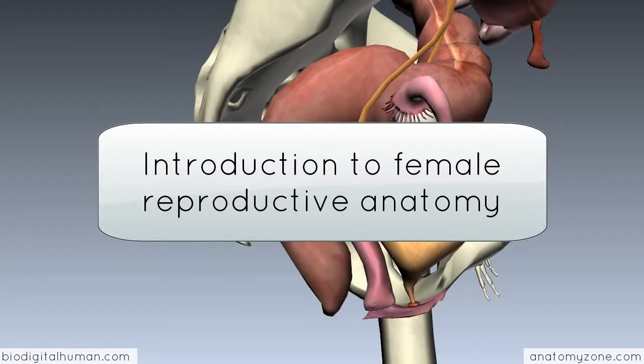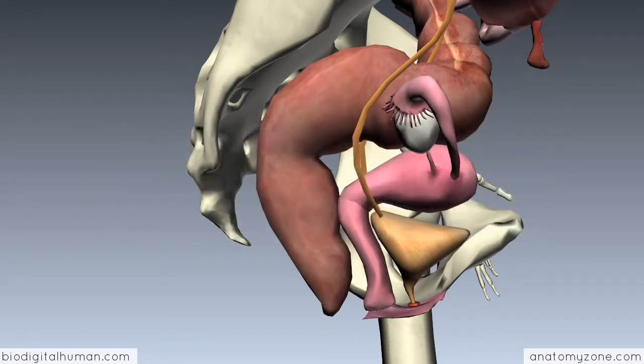Okay, so this is an introduction to female reproductive anatomy. So the idea of this tutorial is not to go into huge amounts of detail, but to introduce you to some of the basic elements of the female reproductive tract. So what we're looking at here is a lateral view of the pelvic viscera.